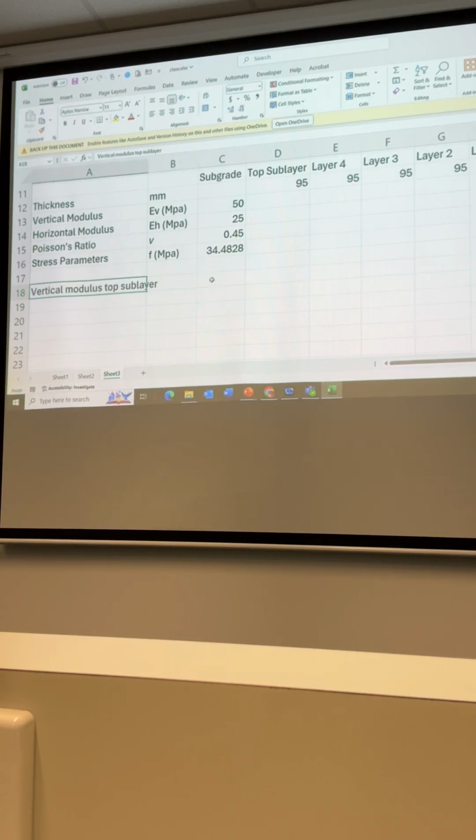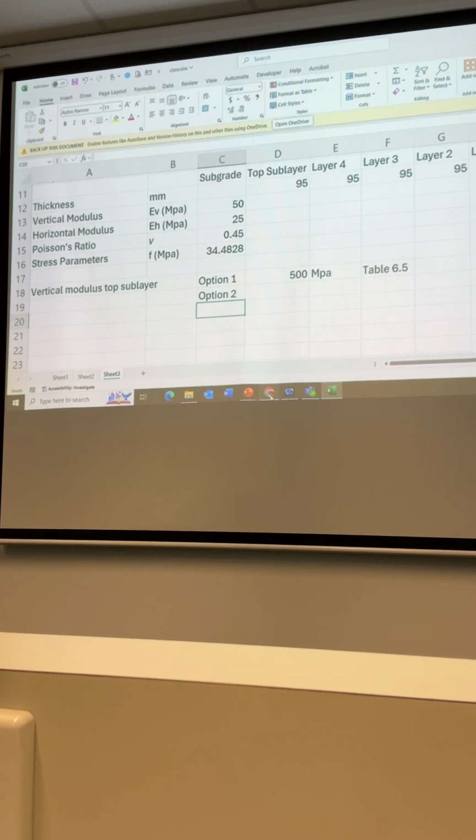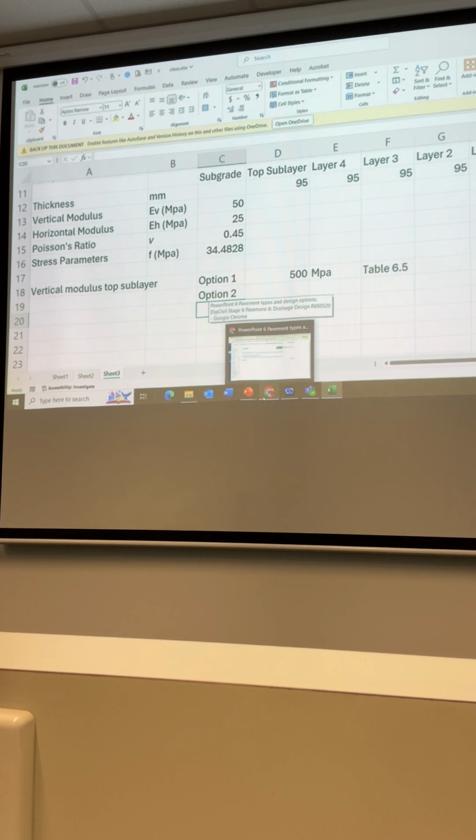Actually, and then I'm going to put option 1. I got 500 megapascal, right? And stable 6.5. Then option 2, I'm going to check what it's telling me. So is everybody there?